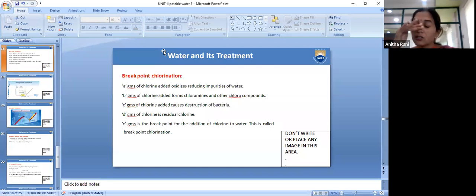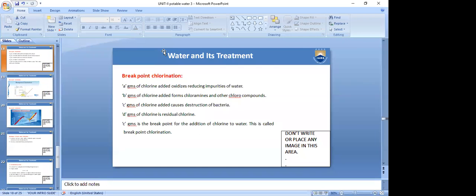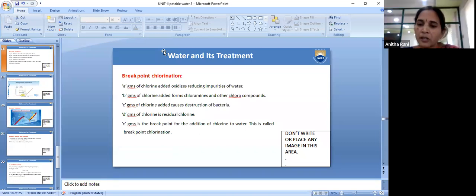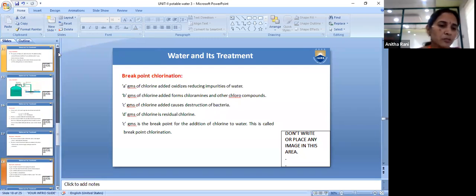Two methods are there. One is chlorination. Next one is ozone. Directly we are passing ozone into water and we can kill the bacteria present in water. But this is an expensive method, so municipality people won't follow this method. Okay.